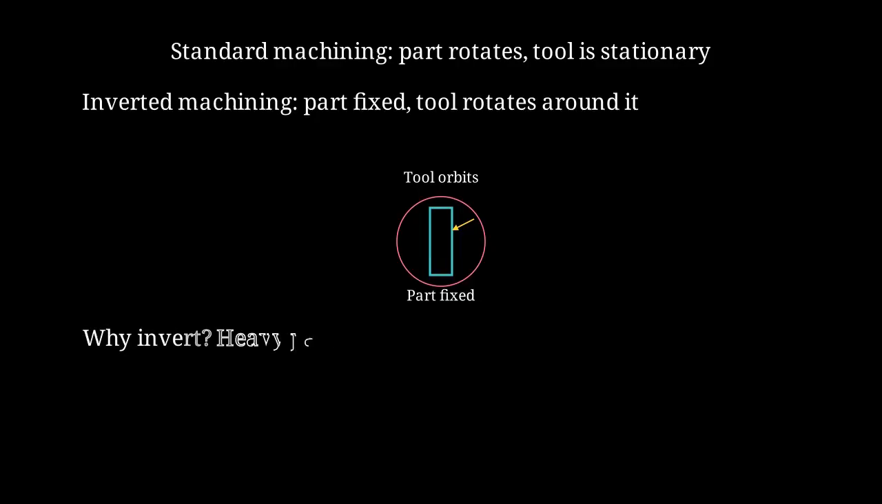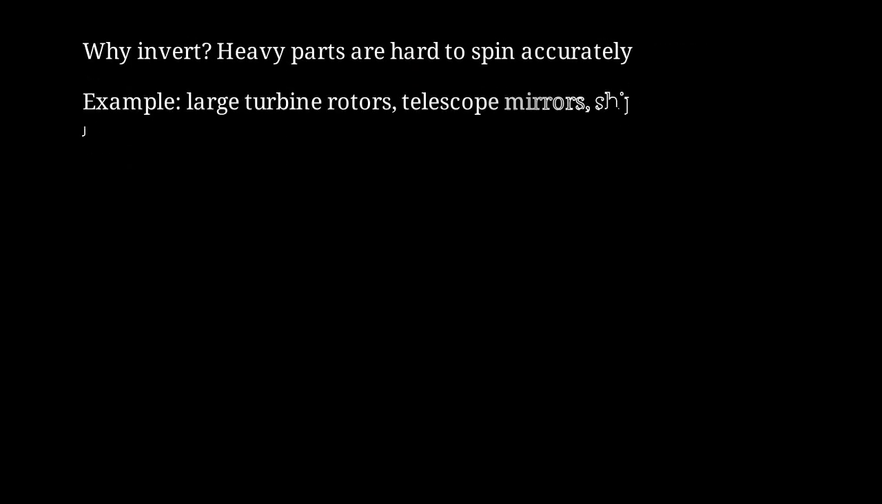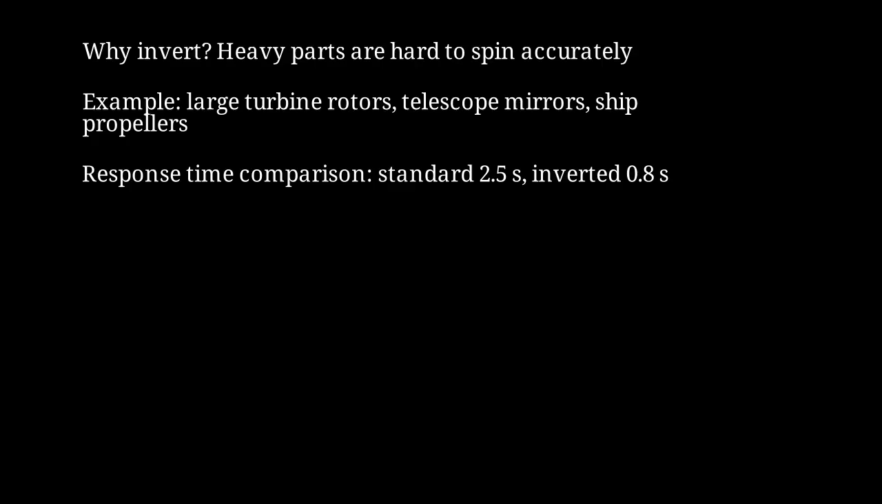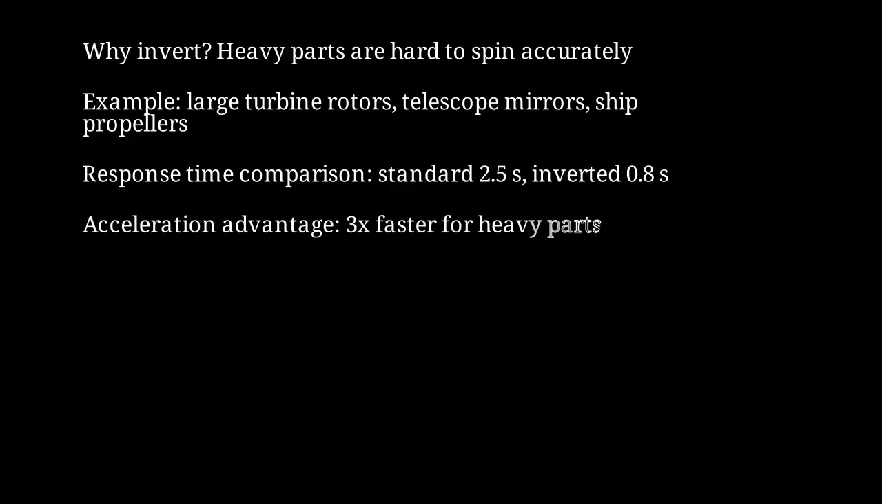Why invert this arrangement? Because heavy or large parts are difficult to spin accurately at high speeds. Examples include large turbine rotors, telescope mirrors, and ship propellers that may weigh several tons. Response time comparison shows the standard approach takes about 2.5 seconds to reach operating speed, while the inverted approach takes only 0.8 seconds. This gives roughly a 3 times acceleration advantage when working with heavy parts.